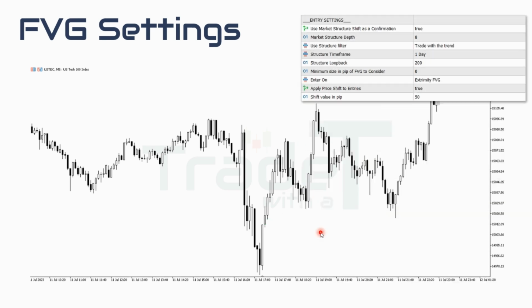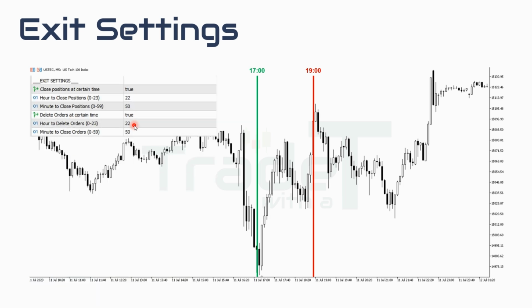The last thing I'm going to talk about is where to enter. Basically, we can enter at the extremity of the fair value gap, so a buy limit just right here. We can enter at the middle of the fair value gap, or we can enter at the middle or extremity with a certain shift. So for example, here we're entering at the limit of the fair value gap and adding a shift of 50 pips.